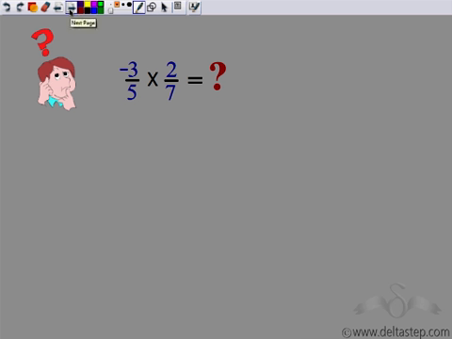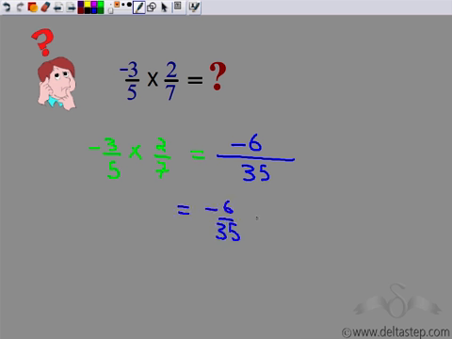Pretty easy. You just need to multiply the two numbers. What happens when you multiply two numbers? The numerators get multiplied, the denominators get multiplied. So this would be equal to, multiply the numerators, negative 3 times 2, which is negative 6. Multiply the denominators, 5 times 7, 35. So this is the answer, negative 6 by 35.